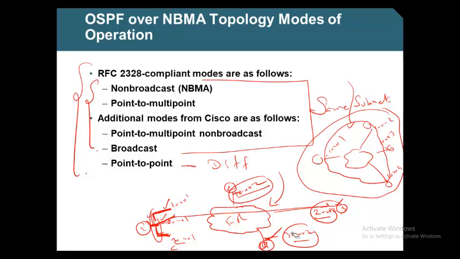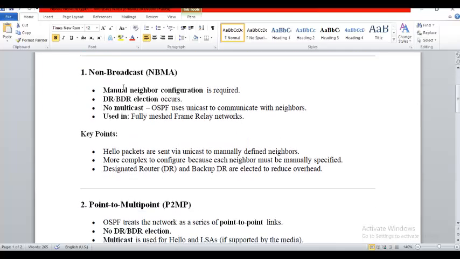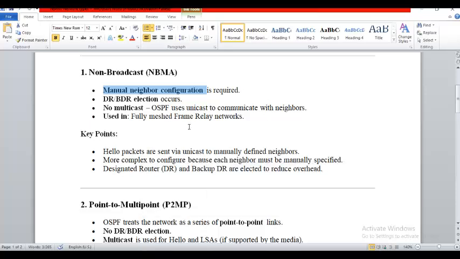Okay, the same thing we saw, we are going to repeat one more time. Here I have three different subtypes. I have not included broadcast and point to point here because it is the same as within an enterprise. The default mode is non-broadcast. Neighbors need to be manually configured. We are just doing a revision now. There will be a DR BDR. No multicast is used. So this is recommended in full mesh.